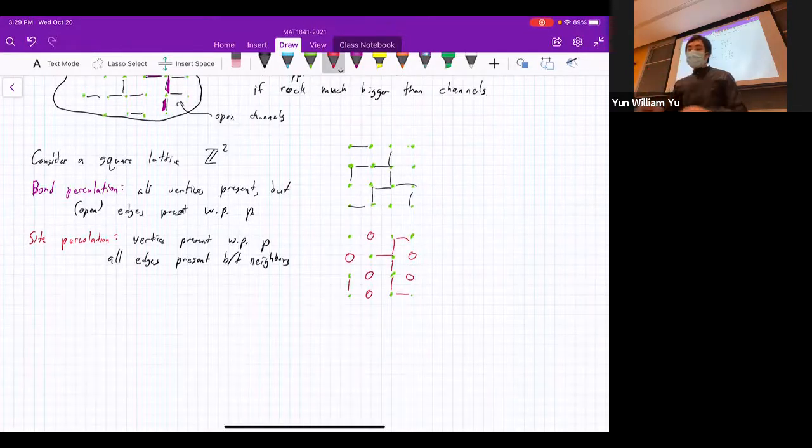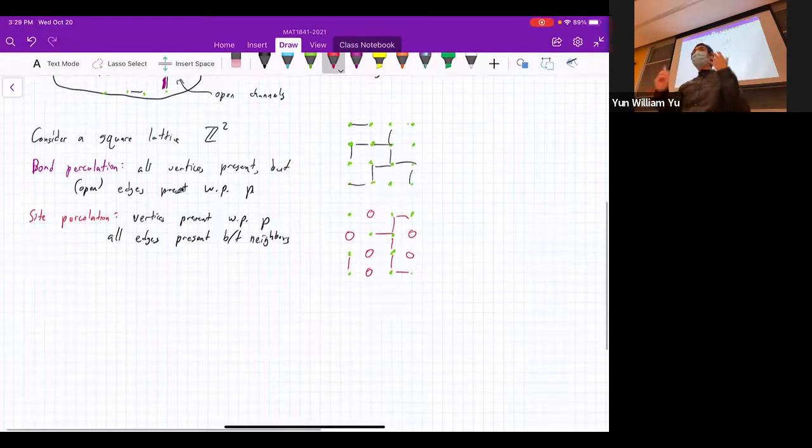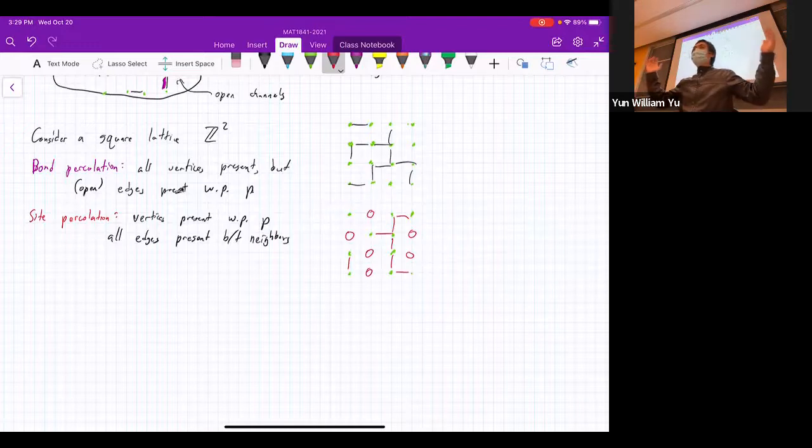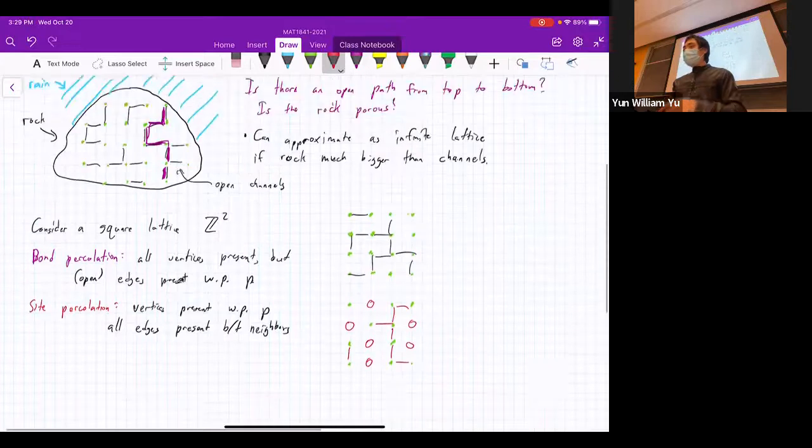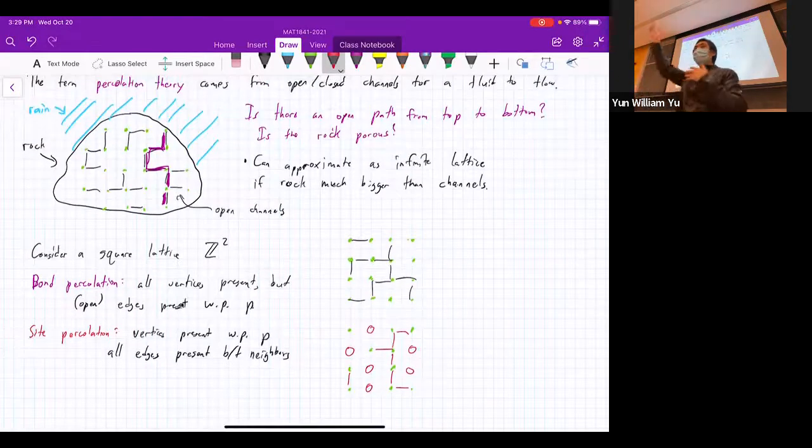Either way, you have some random graph, and we can use the same sort of ideas that we've been studying in the last week to analyze what happens to these graphs. Remember, we spent a lot of time asking, is there a giant connected component? In some ways, that's basically the question we're asking here. Is there some connected component that reaches from one end to the other? Which is, of course, quite similar to the question of whether there is a giant connected component.